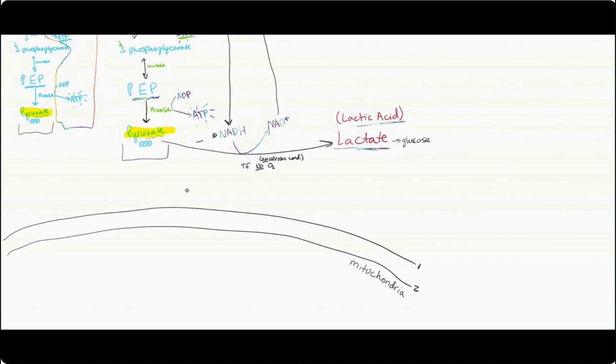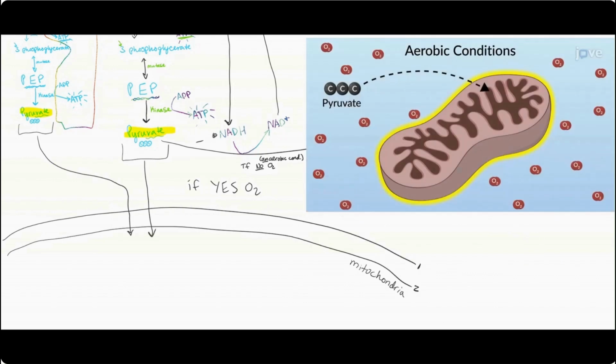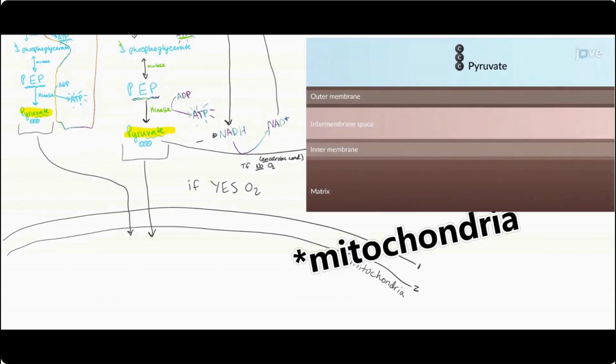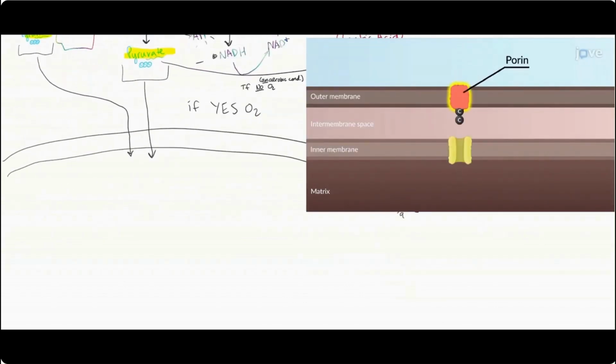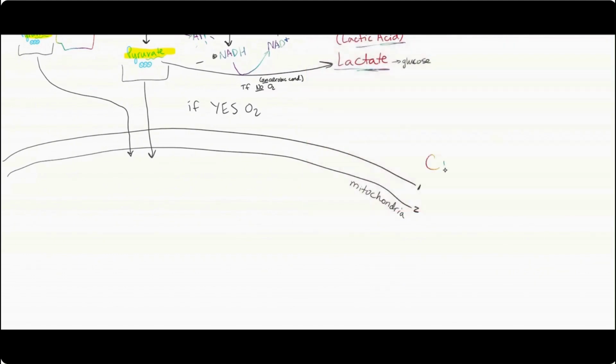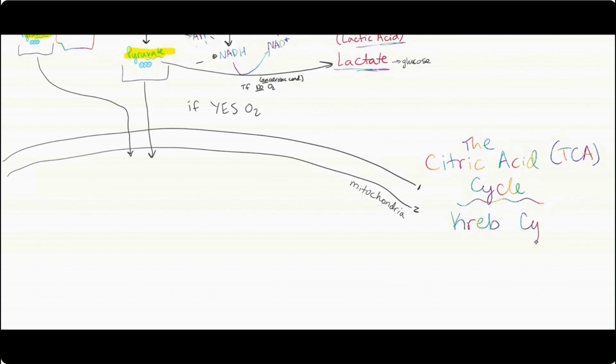And so pyruvate, if oxygen is present, so if yes, oxygen, then pyruvate will go into the cell. And in one of your videos, we actually talk about how it goes into the mitochondria through a series of channels. And it is in the mitochondria that the citric acid cycle, which is why a lot of people call it the TCA cycle. And then other people will also call this the Krebs cycle, named after the guy who discovered this. Ain't it always?